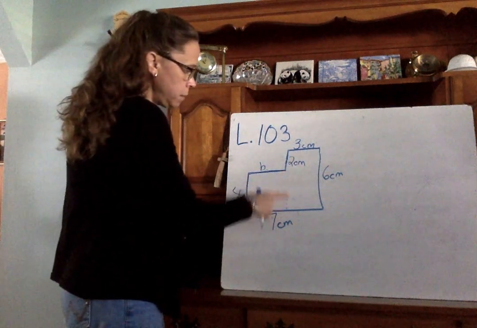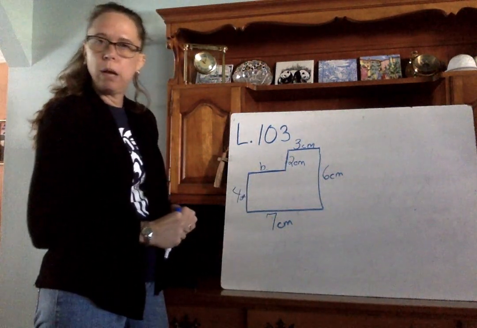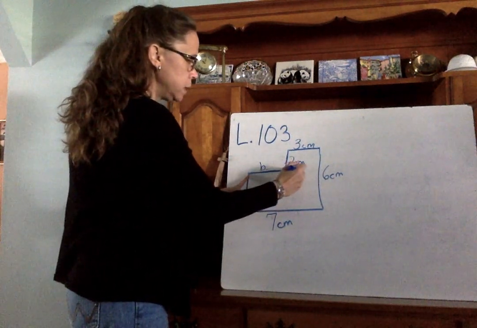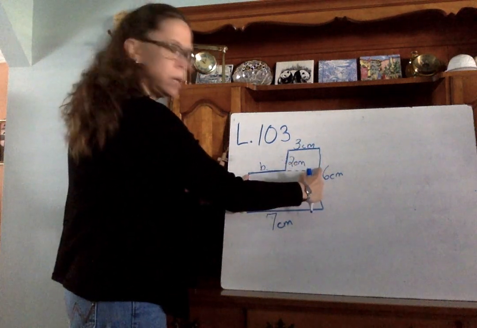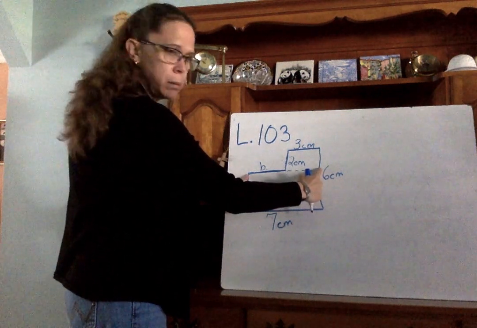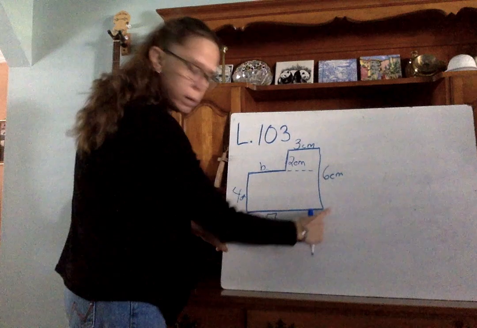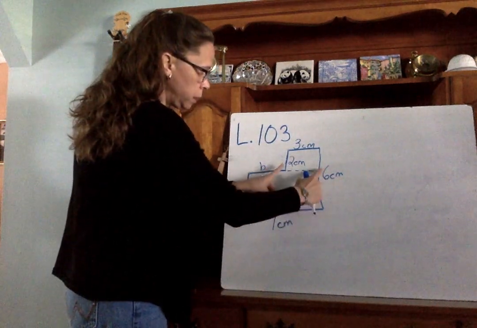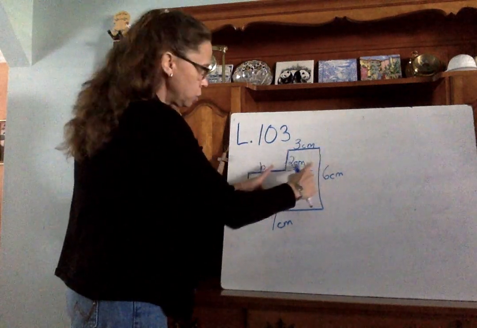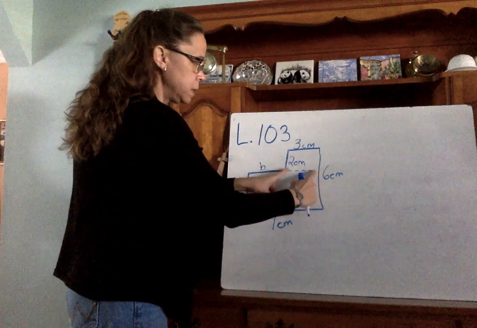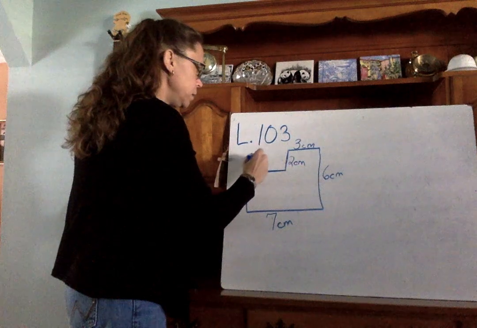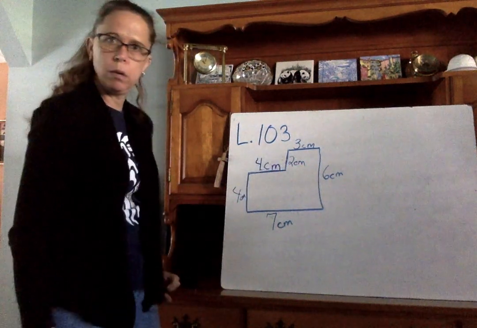Now let's use that same reasoning to figure out how long section B is. Here's B. If B was complete, it would go all the way to here, right? But if it was complete, it would measure the same as this, which is 7 centimeters. But it's not complete. It's missing this section, and this section measures 3 centimeters. So if it was complete, it would be 7, but it's missing the 3. 7 minus 3 is 4. So the B section has to be 4 centimeters.